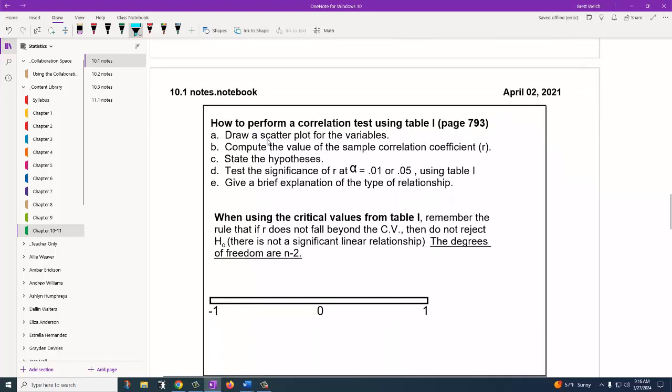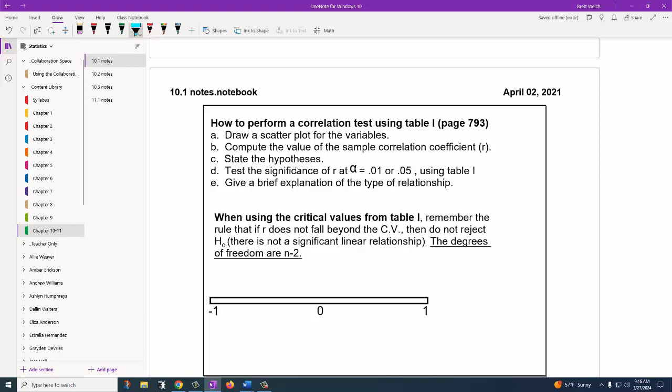The way we perform a correlation test, we'll use table I out of the textbook, which I will have to pull up for you in a second. But we start by drawing a scatter plot, and yes, you should always draw a scatter plot. Then we compute the value of the sample correlation coefficient, the R, using our calculator. There's a set of hypotheses that we will write. They'll always be the same.